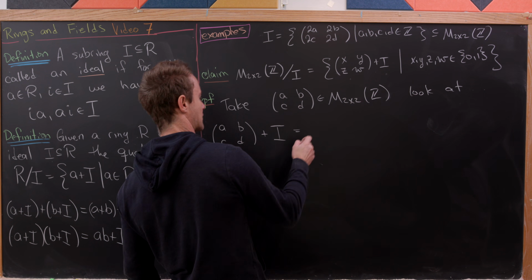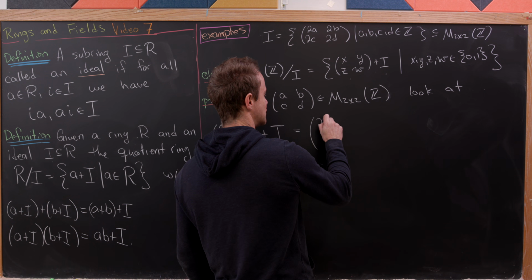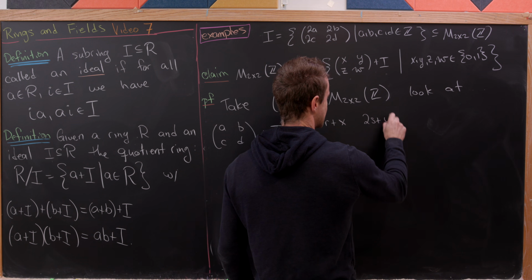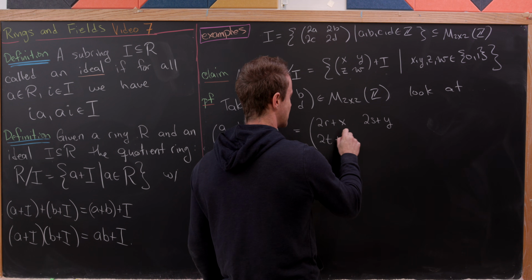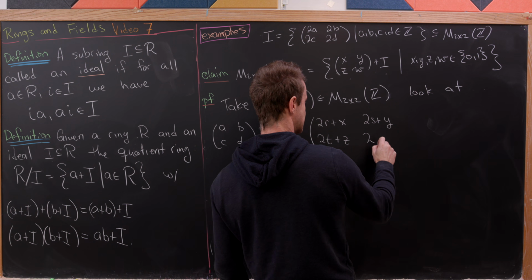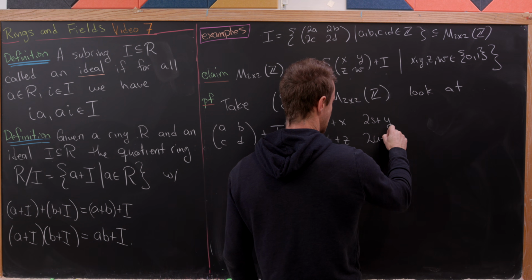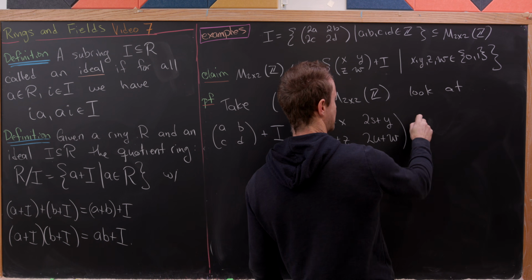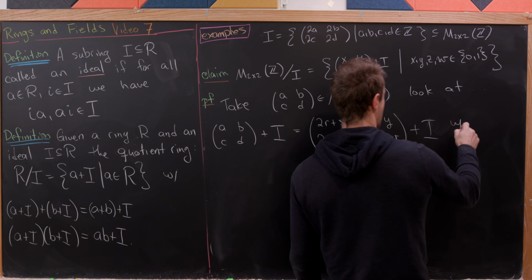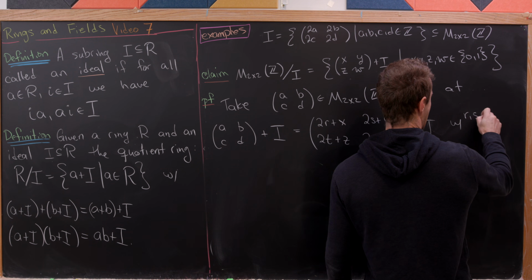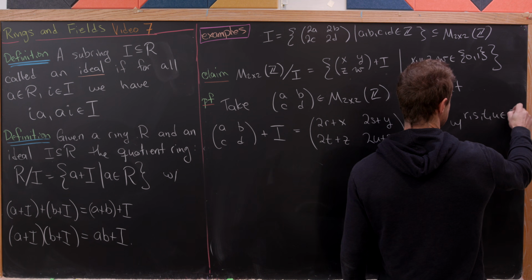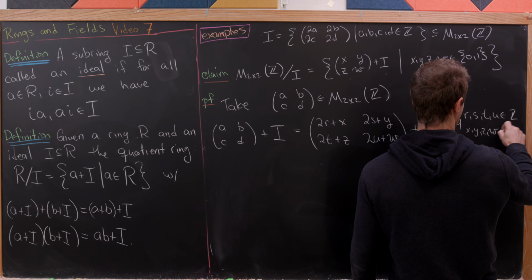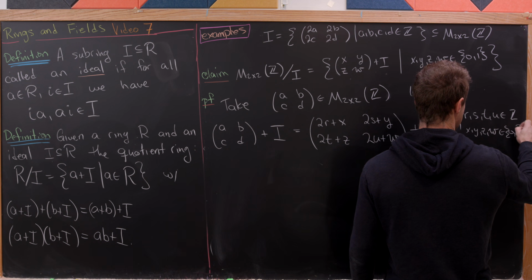So that means that I can write this as maybe 2 times r plus x, and then 2 times s plus y, 2 times t plus z, and then 2 times u plus, let's see, what do we need left? W. And this is plus I with, well, we have r, s, t, u are just any integers. And then we've got x, y, z, and w are from our set containing 0 and 1.